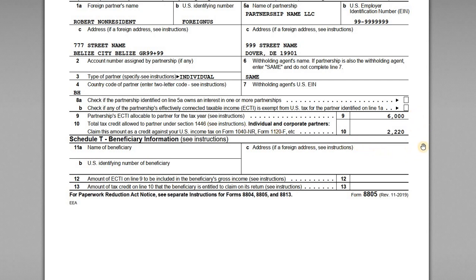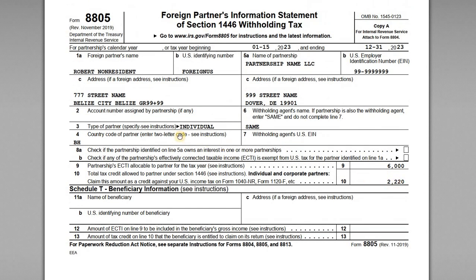And then as an individual partner, we have $2,220 of tax. And they have a little note here, right? You can claim this amount as credit against your U.S. income tax on a 1040 NR. All right. And a copy of this is what's going to be included with his 1040 NR filing.